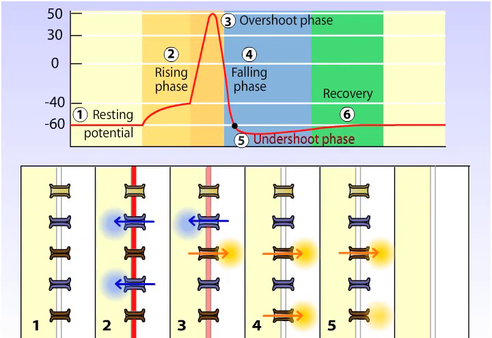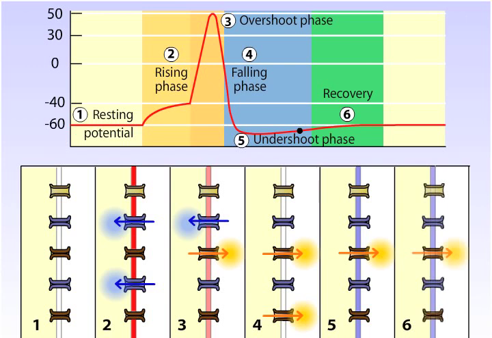This hyperpolarization is indicated by the blue color of the membrane. The undershoot occurs because most voltage-gated potassium channels are still open, such that the total potassium conductance of the neuron is greater than when the membrane is at its resting steady state. During the recovery phase, the membrane potential returns to the original steady-state resting potential.